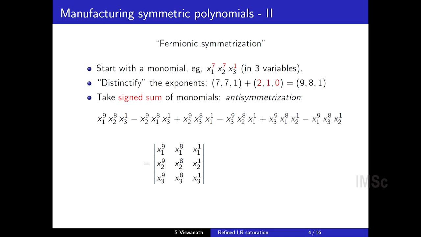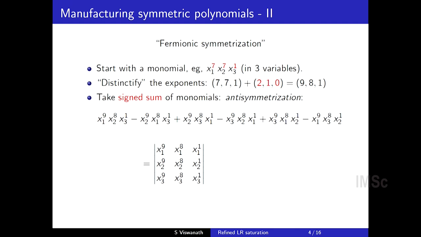Okay, now here's the second way of doing this, which, again to take a physics term, would be called fermionic symmetrization. It's the following. You start with the same example, the starting monomial 7, 7, 1, in 3 variables. Now here you need a first step: you make the exponents distinct in a very precise way. You add 0, 1 and 2 to these exponents starting from the right. Okay? So if they were not distinct to begin with, they are certainly going to be distinct at the end of this.